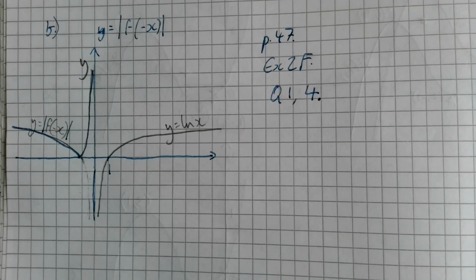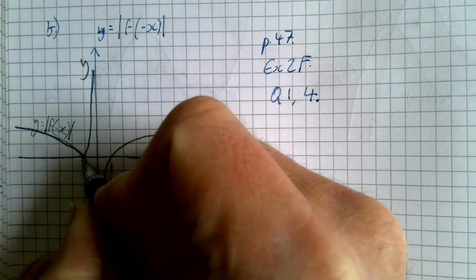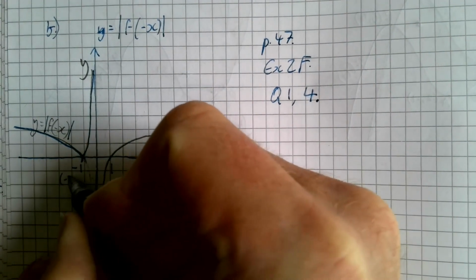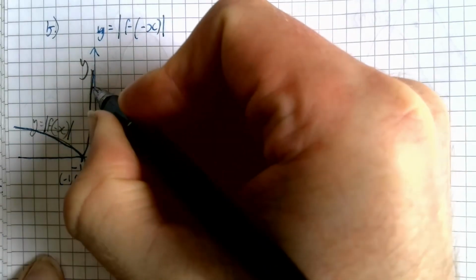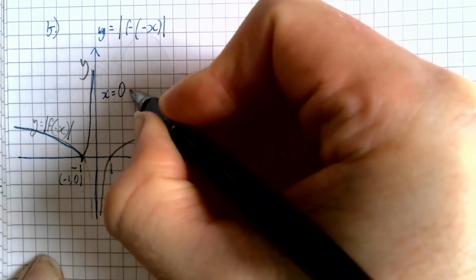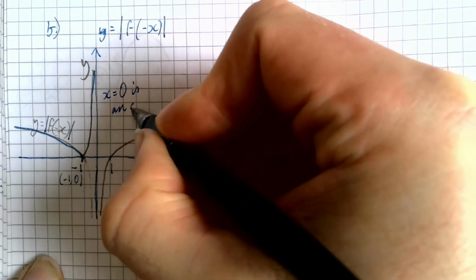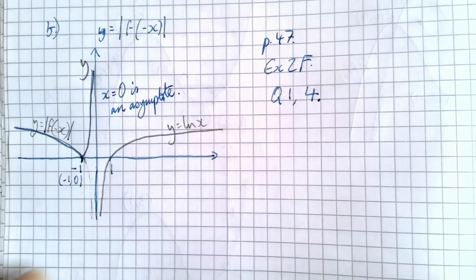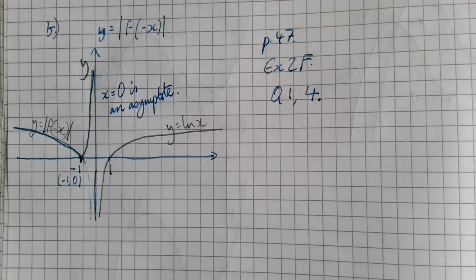Before I put those up on there, I just realised I forgot to label that point there as -1, didn't I? So that's -1, 0. And I also forgot to say that the line x equals 0 is an asymptote. So hopefully you spotted that before I did.